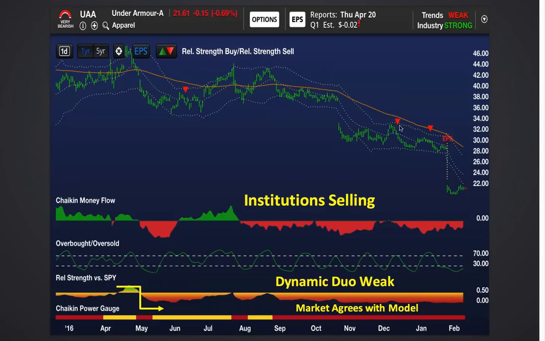And you've got these sell signals here, relative strength sell signals, right ahead of this earnings report just 2 weeks ago, which disappointed yet again, and the stock dropped 28%. So that's why I said the power gauge rating can be your GPS during earnings season. This is a stock you should have avoided. It's a well-hyped stock. Institutions are slow to change, but they've been selling the stock.